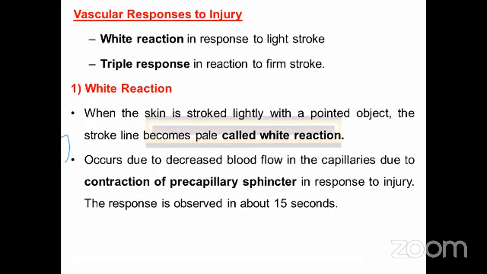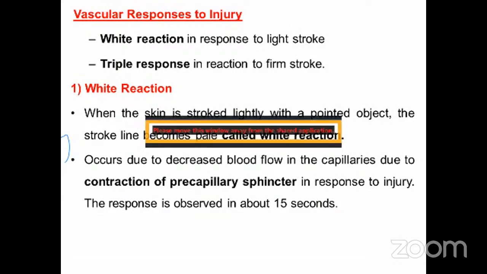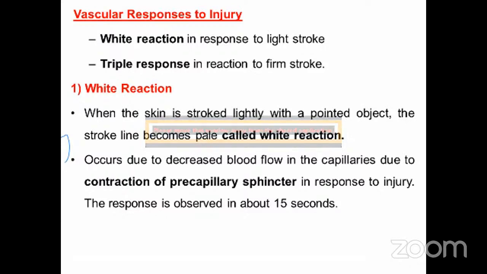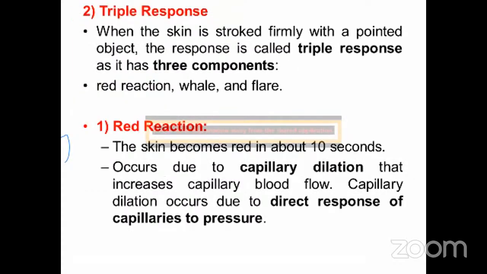It is because of decreased blood flow in the capillaries due to contraction of the precapillary sphincter. Why is there a white reaction? It is because of decreased capillary blood flow to that area. And why is capillary blood flow decreased? Because of the constriction of the precapillary sphincter. So no blood flow is there, so no red reaction is there. Only a white reaction, and this is observed within 15 seconds. This is called a white reaction.